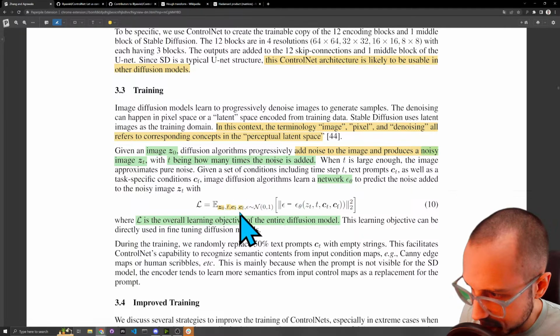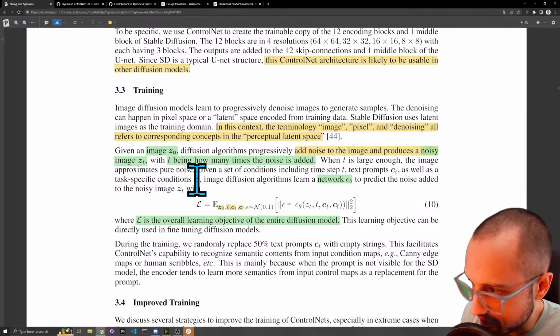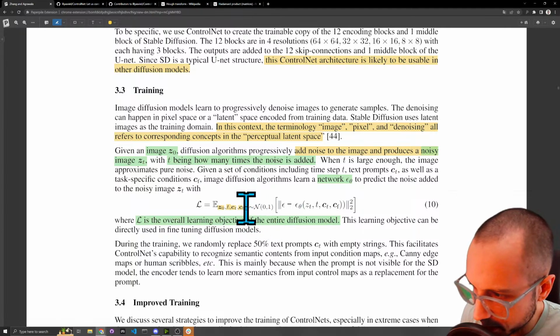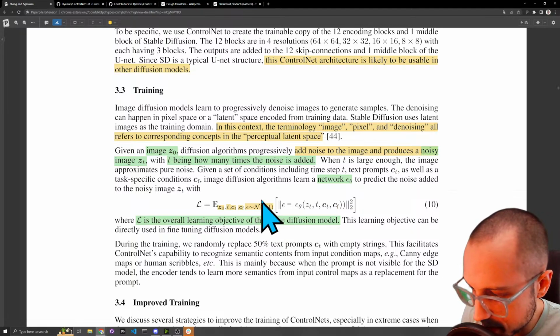So here, CT and CF are not great names for these variables either, because CT is probably going to be a very different dimension than CF. CF is actually going to be the same dimensionality as Z0. And then this little epsilon here is sampled from a Gaussian. So this basically just means Gaussian noise, right? The N is the normal distribution or Gaussian. 0 means it's centered on 0, and then 1 means the variance is 1.